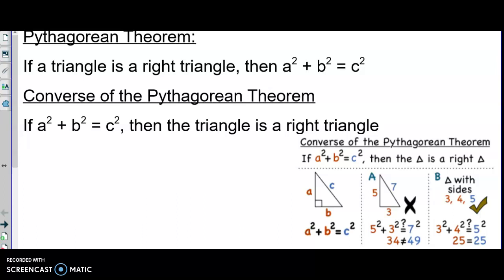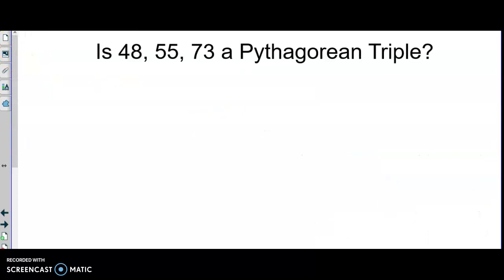So here's kind of just an image down here. We have a right triangle. We know a squared plus b squared equals c squared. If they give you side lengths of a triangle and they ask you, is it a right triangle? What you're going to do is plug it into a squared plus b squared equals c squared, and calculate it to see if they're equal. If the Pythagorean theorem works, then it is a right triangle, like over here. If the Pythagorean theorem doesn't work, then it is not a right triangle. So that's what we're going to look at today.